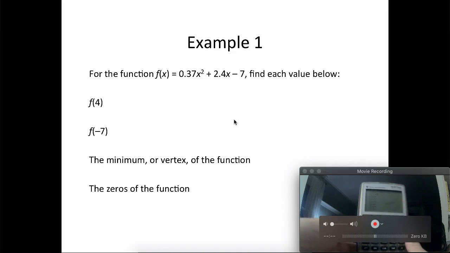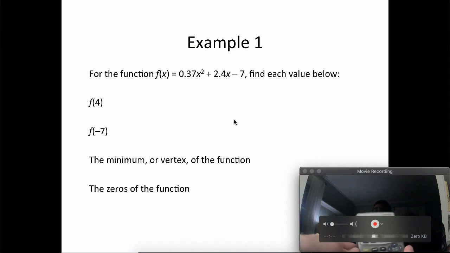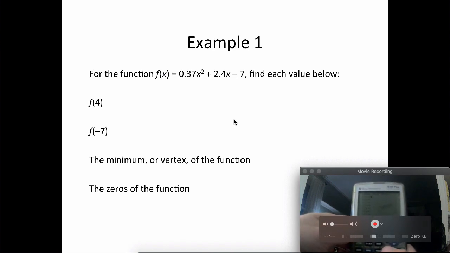All right, the rest of this lesson is going to require some fancy camera work, so hopefully I'll make it as easily visible as possible. So for the first function, for example, one, it says for the function f of x equals 0.37x squared plus 2.4x minus 7, find the value of each below. So what I'm going to encourage us to do is, in our graphing calculators, go to y equals. Let me darken the screen so it's a little easier to see.